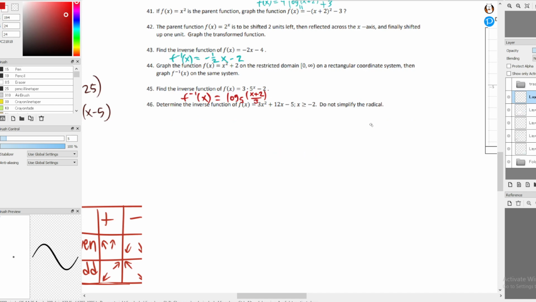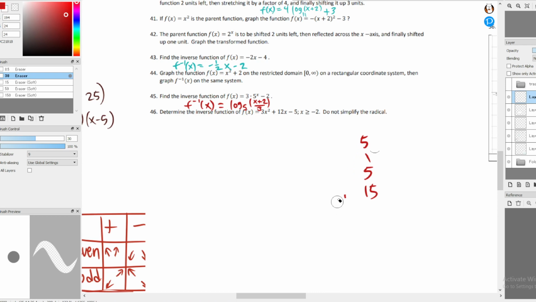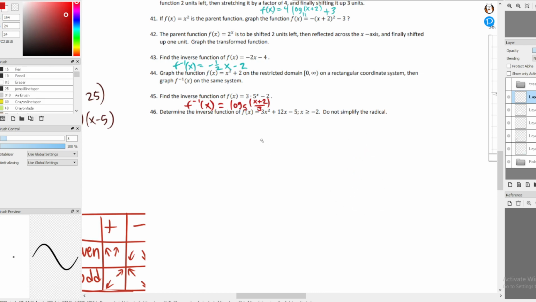46 says determine the inverse function of f of x equals 3 times x squared plus 12x minus 5, and then it gives us another restriction. We're saying everything bigger than negative 2. So we need to first factor. 3 times negative 5 is negative 15. What multiplies up to negative 15 that also adds up to 12? Well, we have a 3 and a 5. We have a 1 and a 15. We might not have anything nice for this. Oh, sorry. We're doing the inverse. We aren't factoring. So we need to actually complete the square.